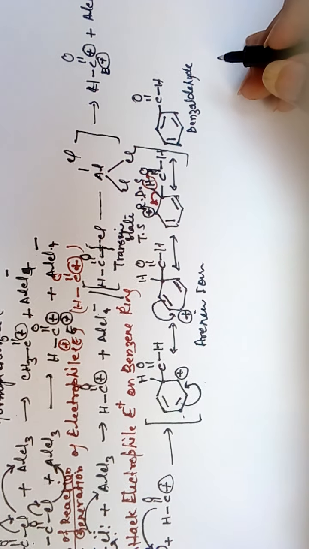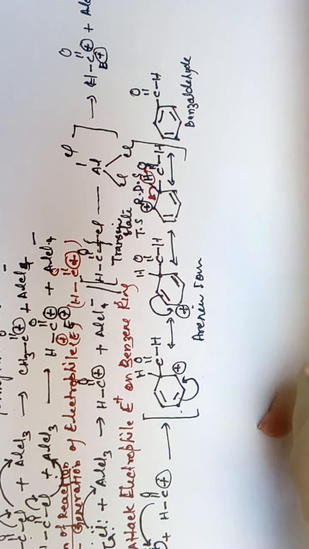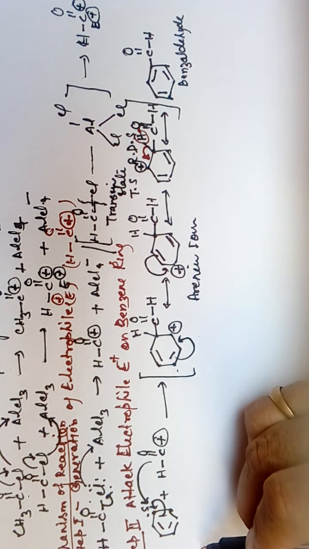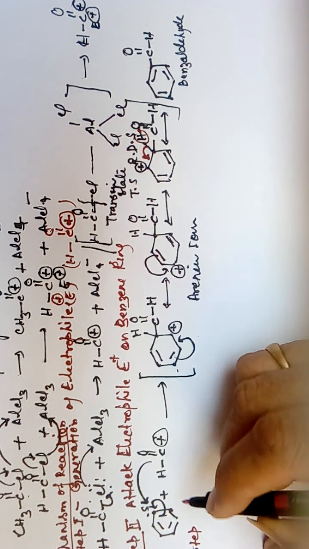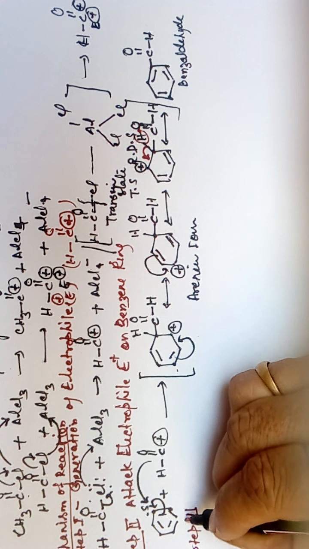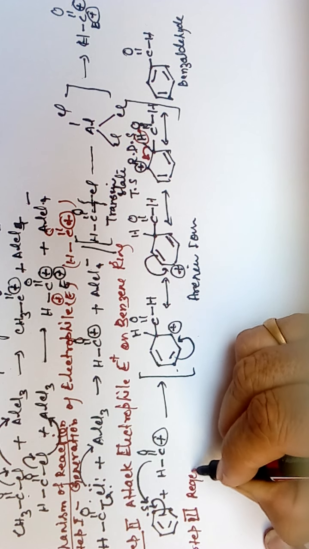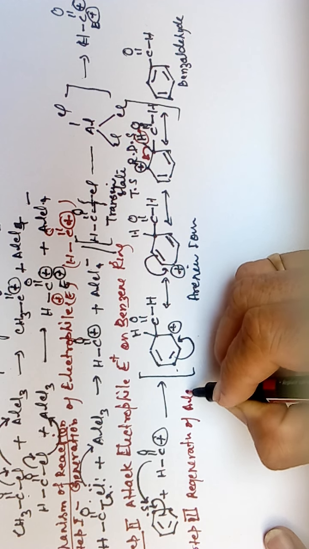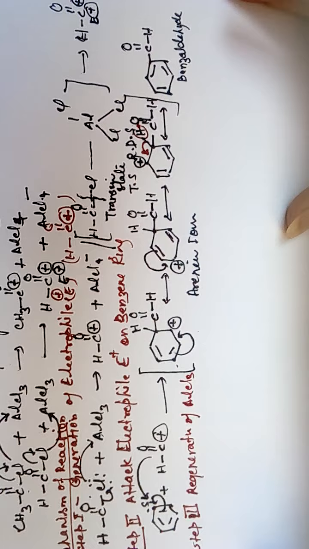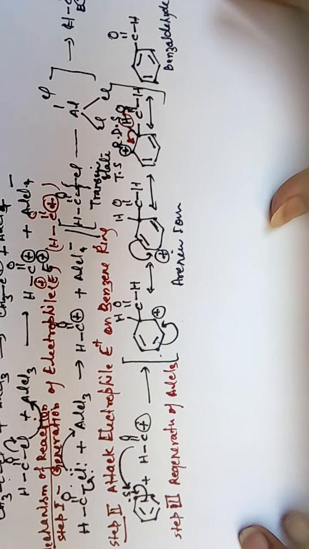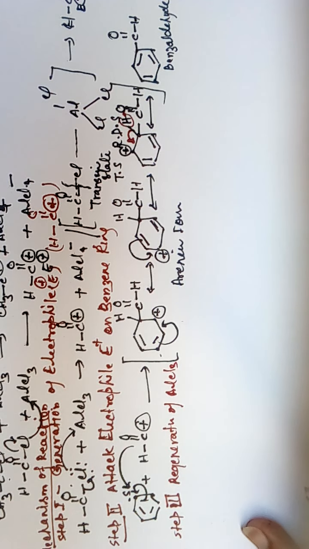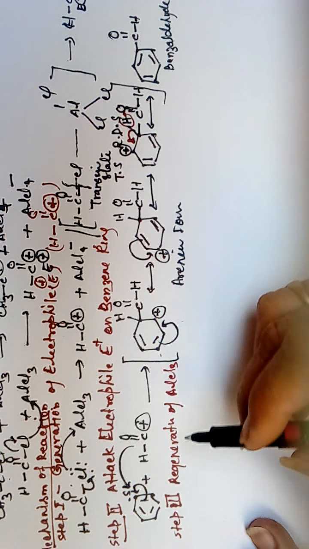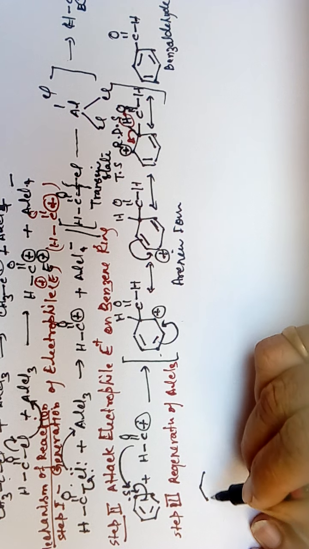Now guys, we see step third, what will happen in step third. Now let's see step third. Regeneration of AlCl3. Regeneration of AlCl3. How will it regenerate? We take this structure from here. We take this structure. Now let's see guys.